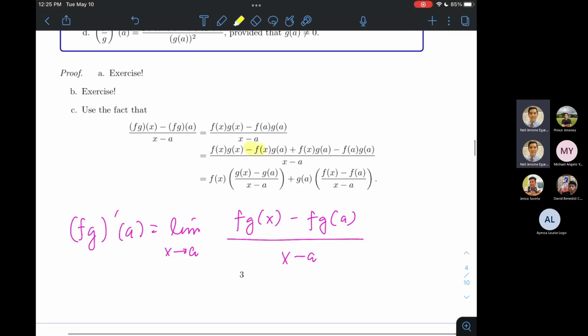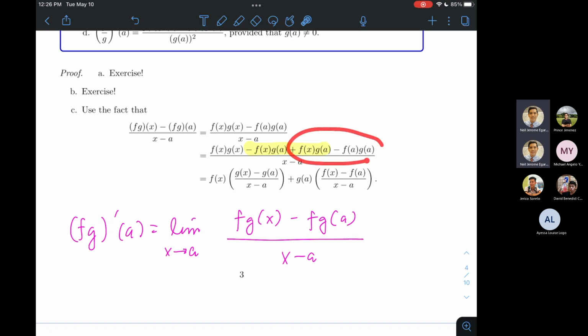Mag-add and subtract tayo ng f of x times g of a. Because if we do that, then we can split the entire expression into two groups. The first group consisting of the first two terms in the numerator. So we'll have f of x g of x minus f of x g of a. Oops, they share the common factor f of x. So factor f of x out and then hope that the remaining factor has a good form.